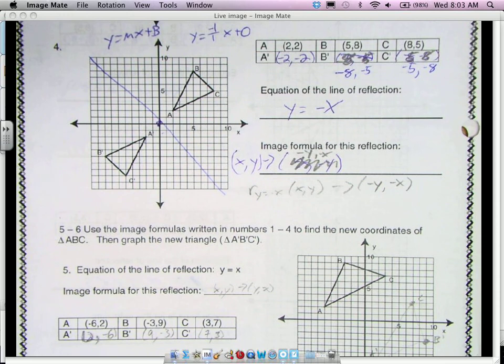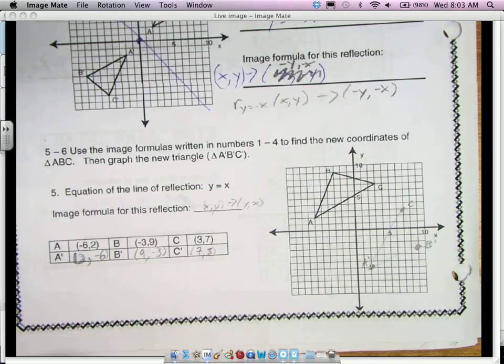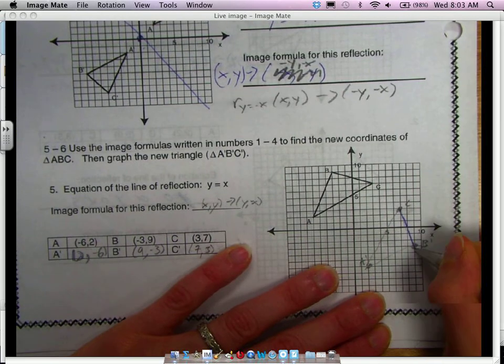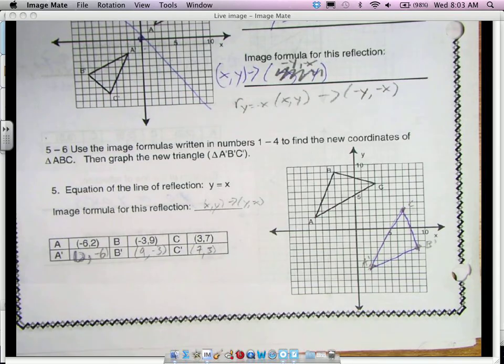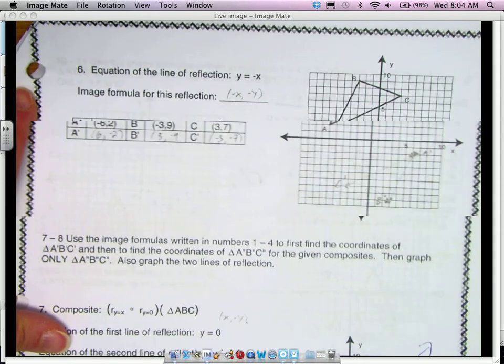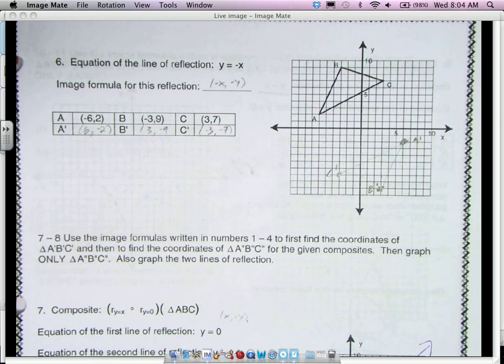And then I plot my points, and I don't know if you can see this because it's done lightly with pencil, but I've got my triangle right here. Okay, so 5 shouldn't have been too hard. We just had to find what the image formula was by looking up at number 3. Number 6, our points are 6, -2, 3, -9, and -3, -7, because I knew my image formula was -x, -y. Okay, and I've got my new triangle.